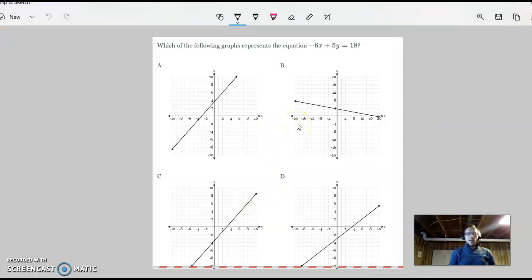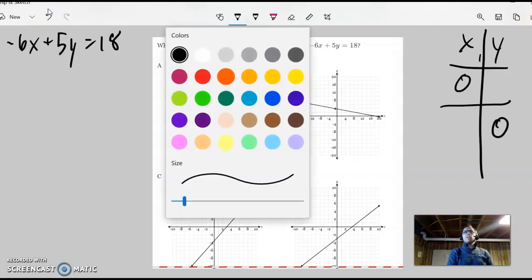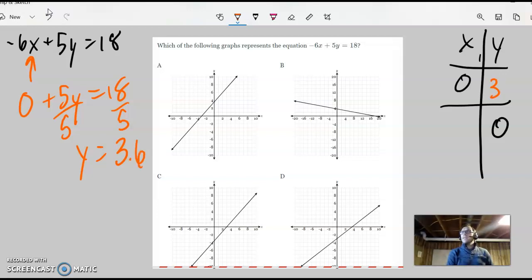All right, so I have the equation -6x plus 5y equals 18. Let's find our x and y intercepts by plugging in 0 for x and then plugging in 0 for y. So the first part, let's plug 0 in for x. That means 0 plus 5y equals 18. Divide both sides by 5. I get y is just under 4, right? So 5 goes into 18 3 times with 3 left over. 3 divided by 5 is 0.6. So I get the point 0, 3.6.